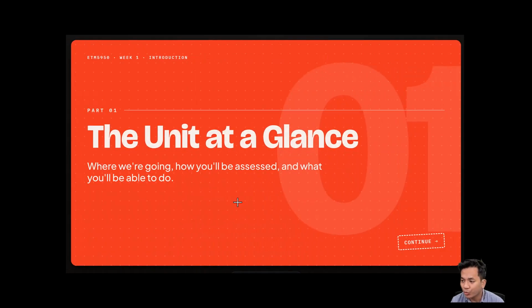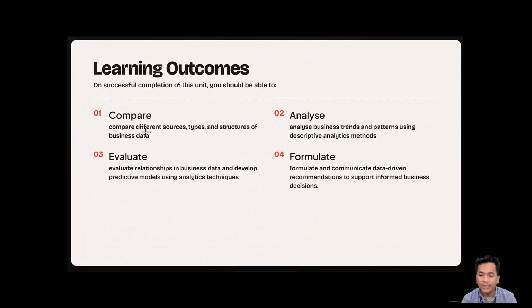Now, let's go to the next thing. The very first agenda for today, we are going to discuss what this unit is, what the learning outcome is, and how you will be assessed throughout the 12 weeks. Now the first thing, the learning outcome. After 12 weeks, you are expected to get these 4 learning outcomes. The very first one is you will be able to compare different types and structure for business data.